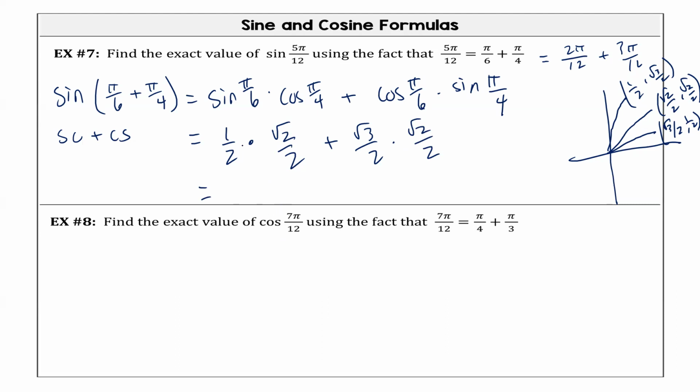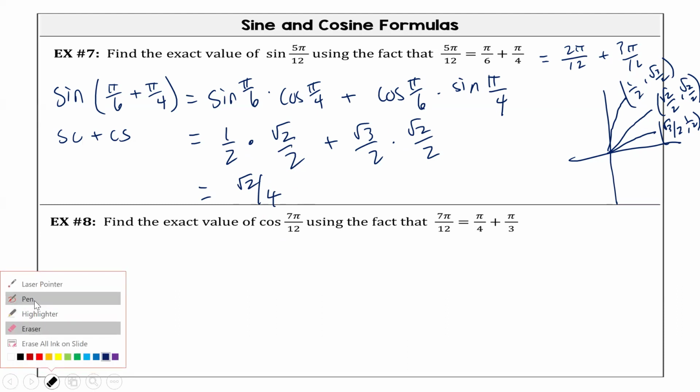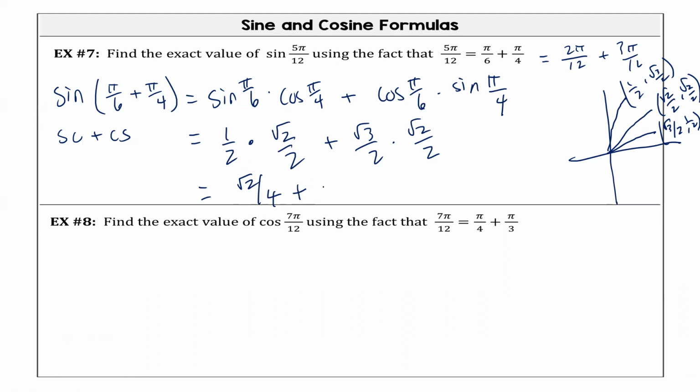1 times square root of 2 is square root of 2. 2 times 2 is 4. It's just regular fractions. Multiply and add fractions like normal. Square root of 3 times square root of 2 is square root of 6. 2 times 2 is 4. We can add the numerators. So then my answer is square root of 2 plus square root of 6 over 4.